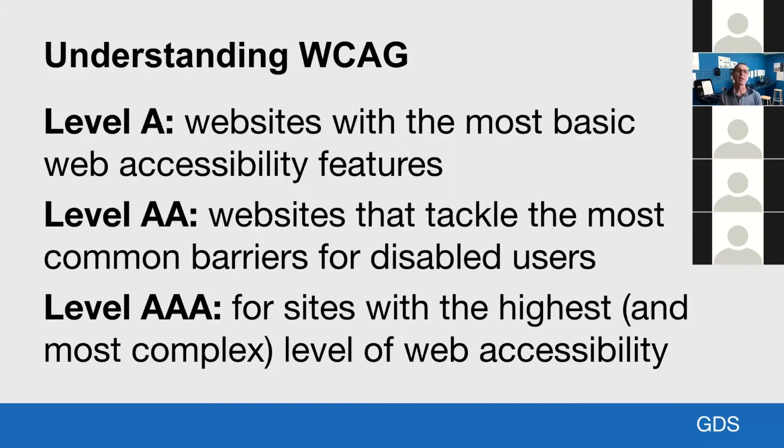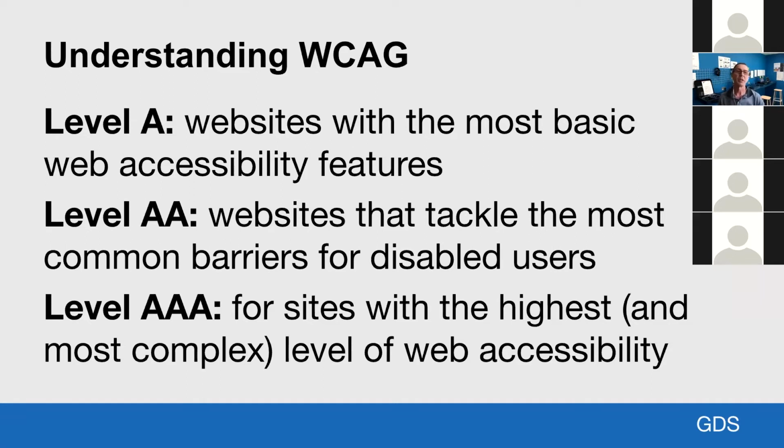WCAG, the Web Content Accessibility Guidelines, is a set of recognised guidelines used across the world in various countries that can be followed to make components on a website accessible, or at least to help make components accessible. The guidelines are broken down into 3 levels. Level A is for websites with the most basic web accessibility features. Level AA is for websites that tackle the most common barriers for disabled users. And level AAA is for sites with the highest and most complex level of web accessibility.